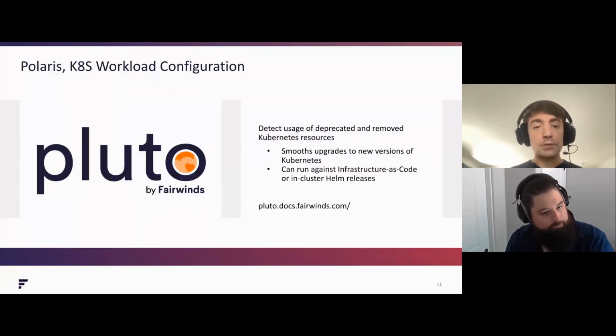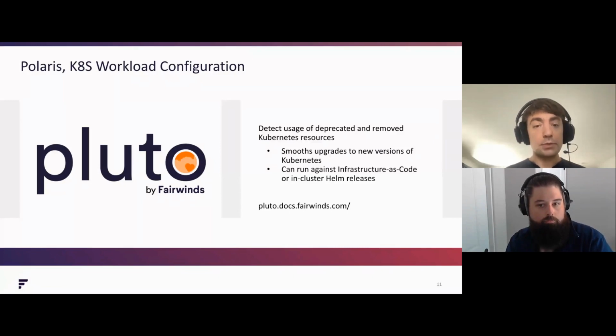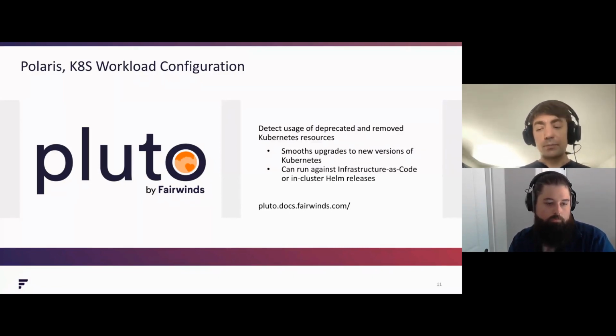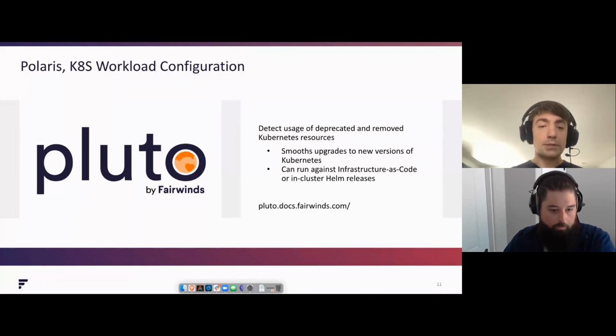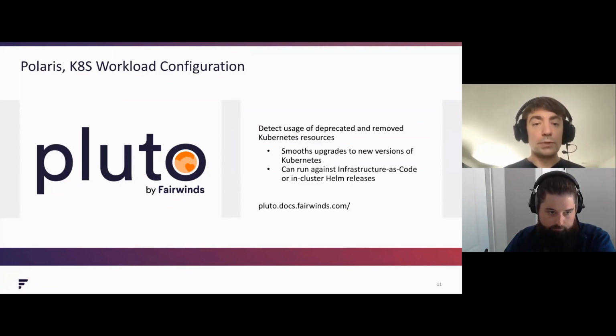So Pluto can run against your infrastructure as code and look at all the YAML manifests and Helm charts that are there to see if there are any deprecated resources that are sitting in your infrastructure as code. And it can also look into a live cluster for any Helm charts that are there in order to detect any deprecated resources that are in there. This was a huge help for us in migrating to 1.16. It really gave us a really strong to-do list for what resources need updates before we can actually make that transition.